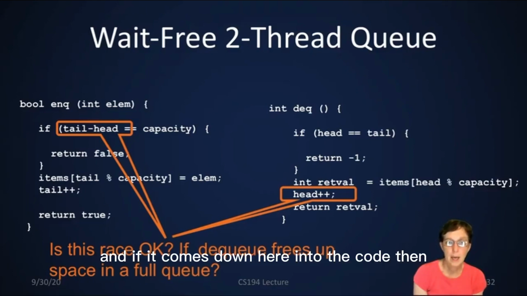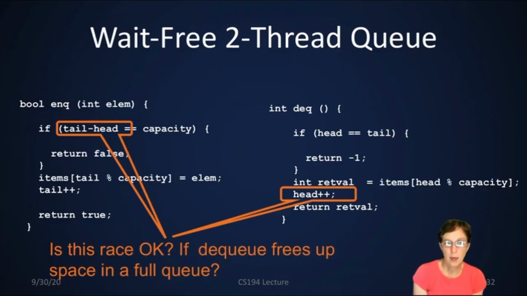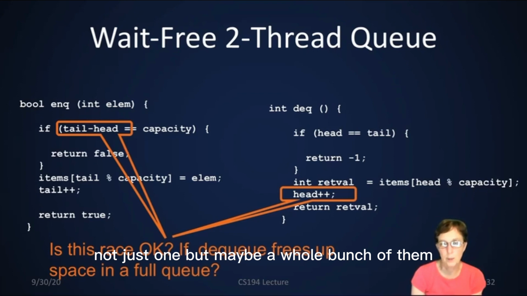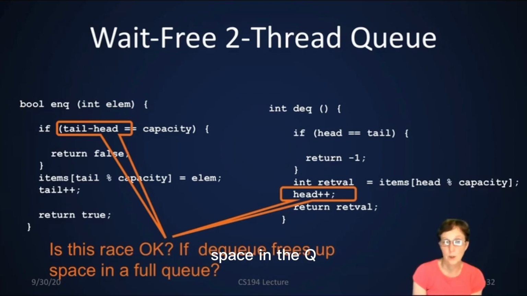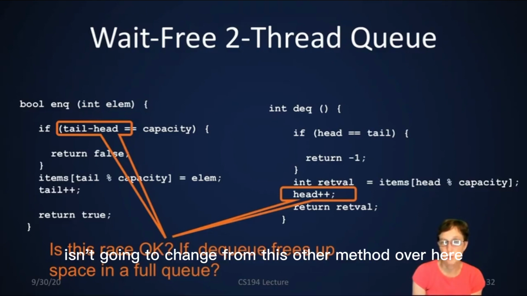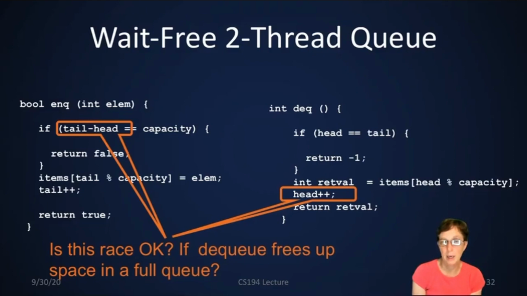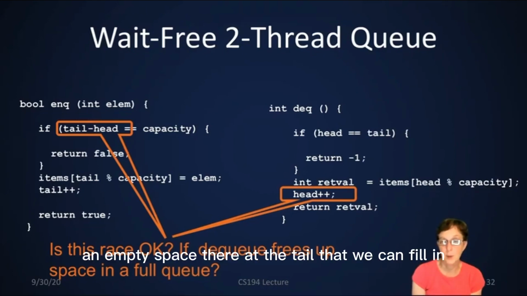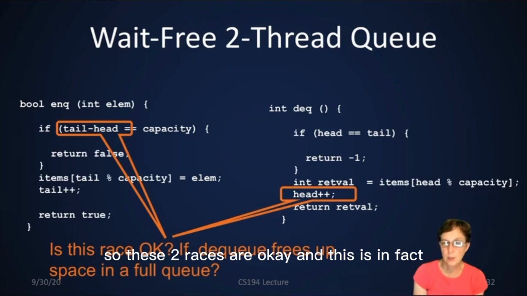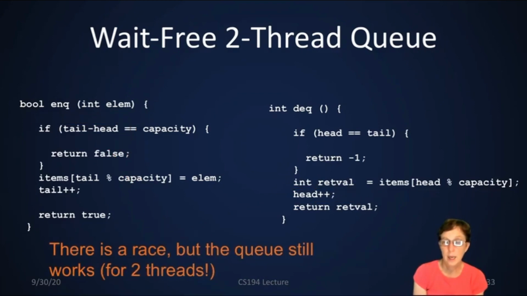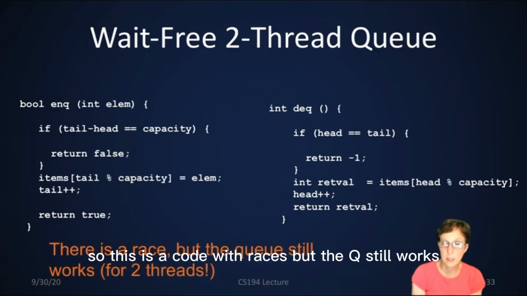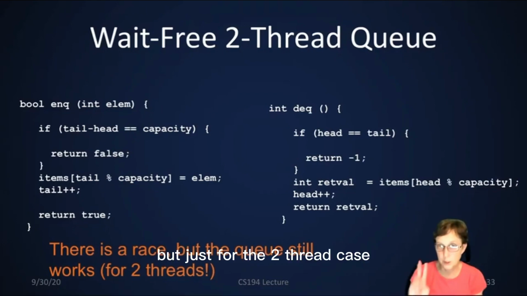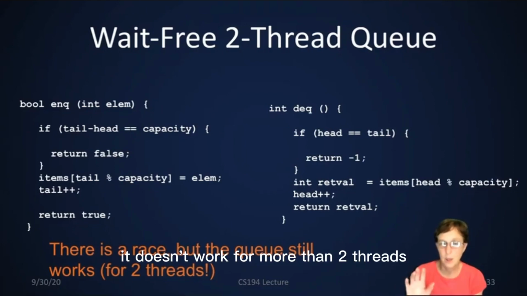And if it comes down here into the code, then it's also okay, because at this point we know there's space left in the queue. If some other dequeues are happening, not just one, but maybe a whole bunch of them, all it's going to do is make more space in the queue. So there's no problem with this. The tail pointer isn't going to change from this other method over here. It'll still have an empty space there at the tail that we can fill in. So these two races are okay, and this is in fact correct code. So this is code with races, but the queue still works. But just for the 2-thread case. It doesn't work for more than 2 threads.